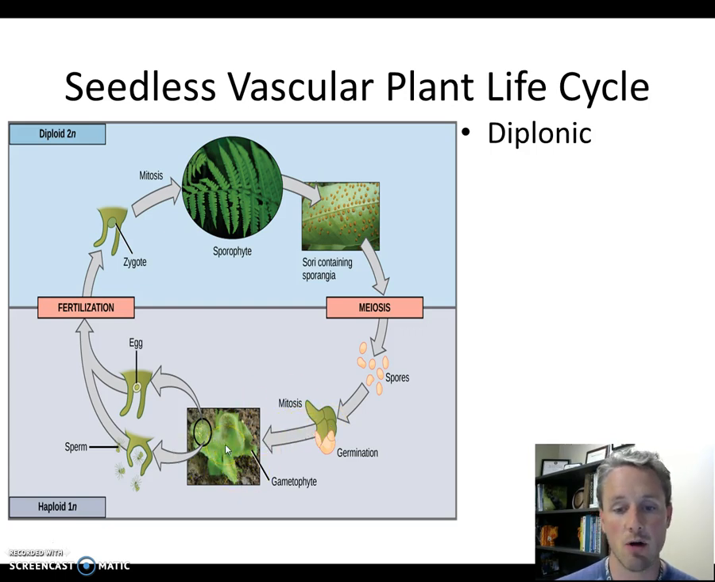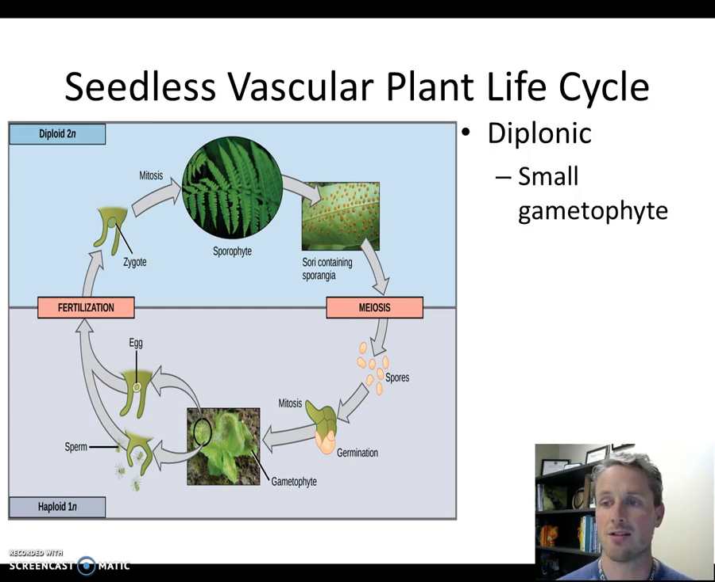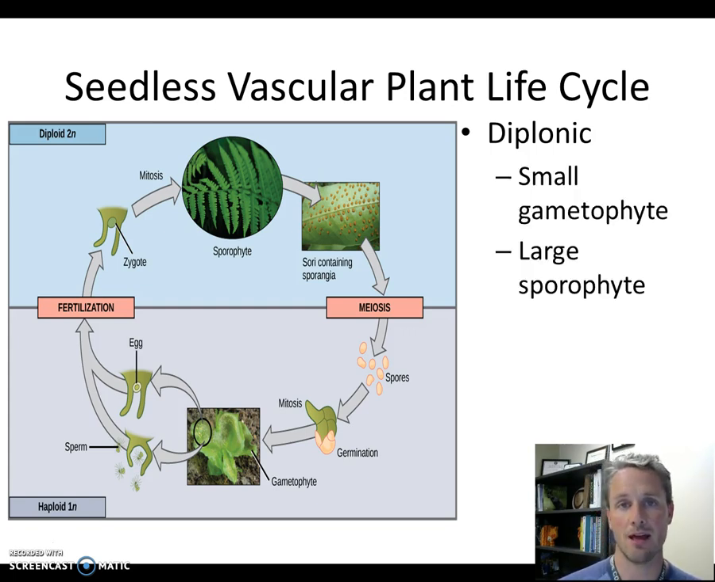The gametophyte's very small. It's actually pretty difficult to identify and locate the gametophyte for a mature fern. All right. Again, the gametophyte's job is to produce sperm and eggs, produce gametes. They fertilize one another, and we get a zygote. So the dominant form is the sporophyte. That's the diploid form of the organism. So we call it diplonic. So again, a small gametophyte and a large sporophyte.